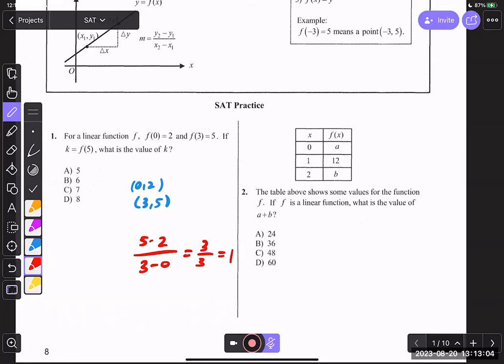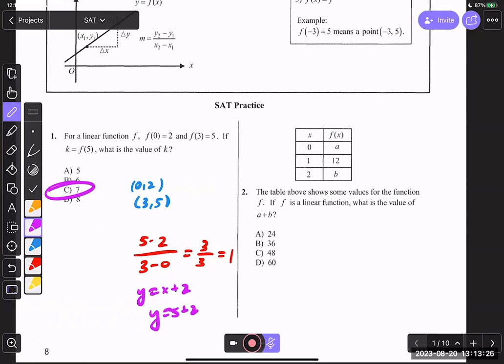So if you put it into slope-intercept form, it's x plus 2. And so you plug in 5 for x, and 5 plus 2 is 7. Yeah, that's pretty much about it, right?